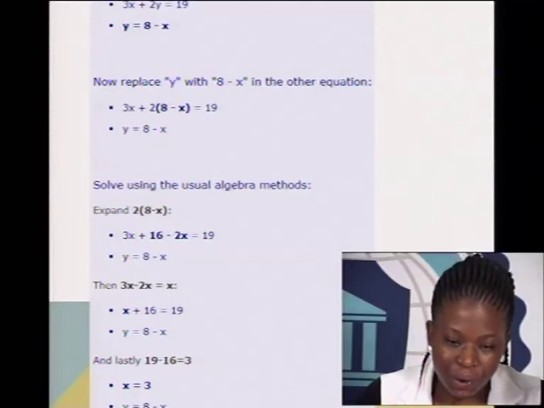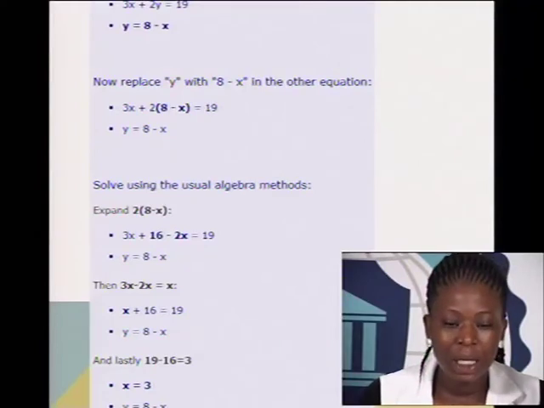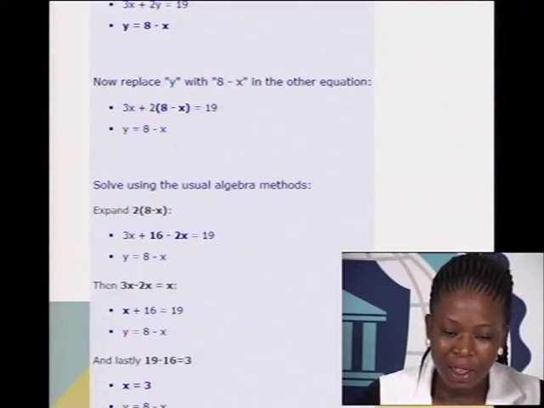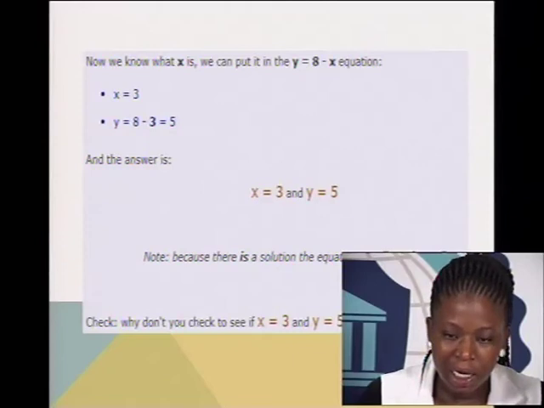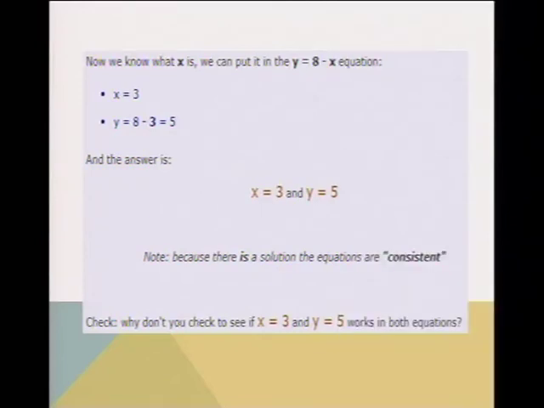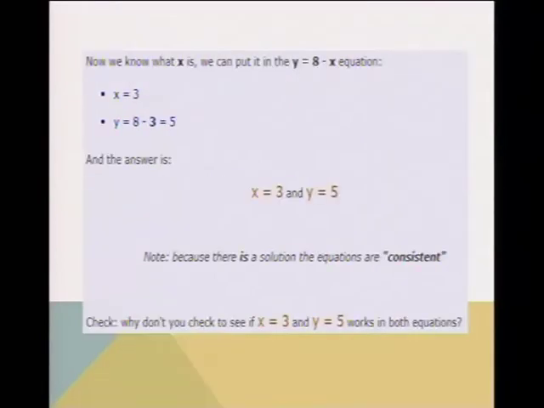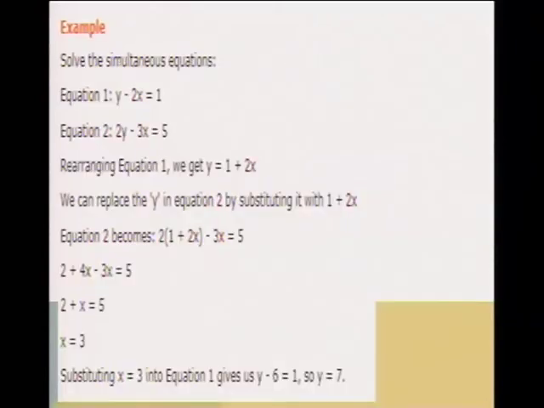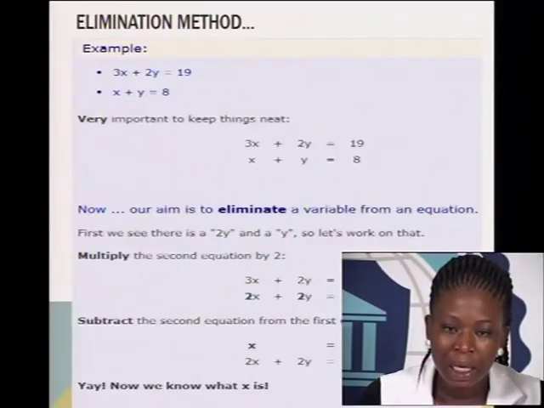Okay? You collect like terms. 3x minus 2x will be on your left hand side, and then the constants go on the other side. Then we will find that our x value is equal to 3. Now if our x value is equal to 3, substitute it in any of the equations, in the original equation or in the equation where you made y in terms of x, then you will see that your value of y is equal to 5. Okay, in this example, we are using the substitution method.